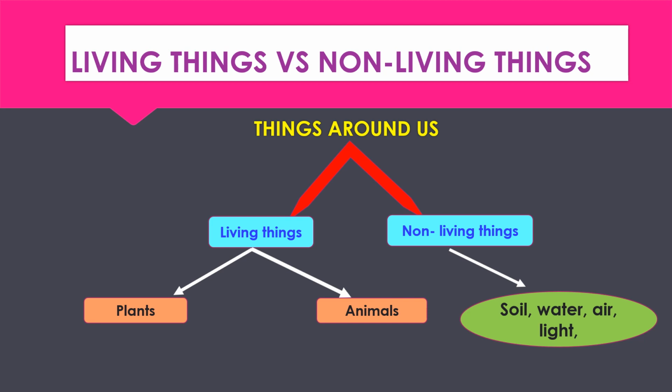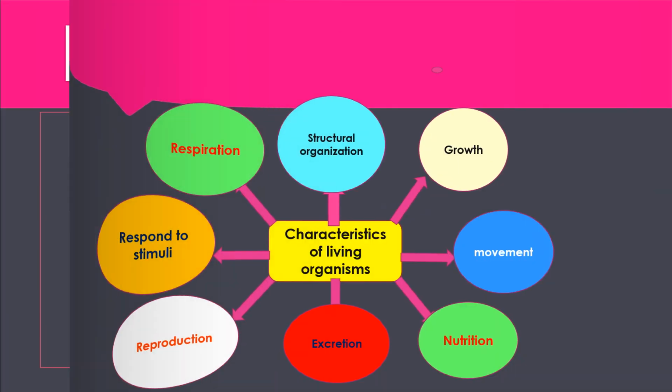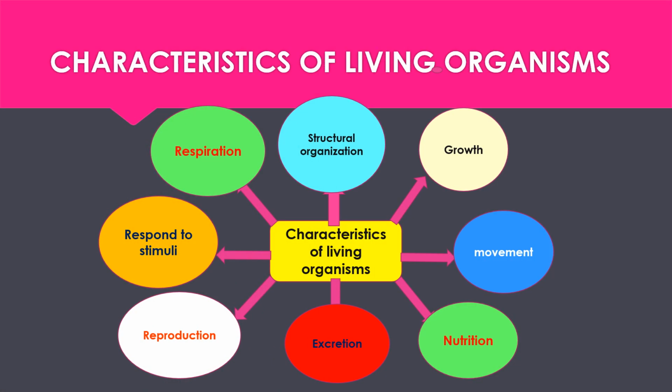Living things versus non-living things. We have two categories of things around us, living and non-living things. Under living things, we have plants and animals, and under non-living things, we have soil, water, air, light. There are many characteristics of living organisms like structural organization, growth, movement, nutrition, excretion, reproduction, response to stimuli, respiration. Now we will study about each of these characteristics in more detail.